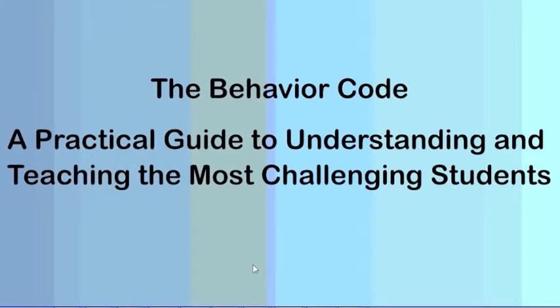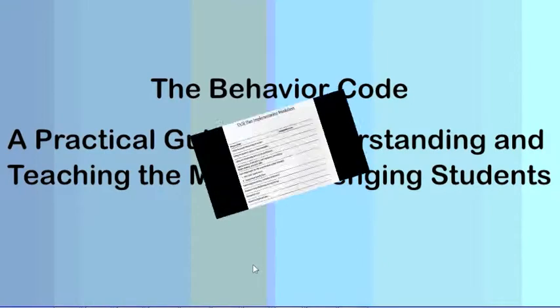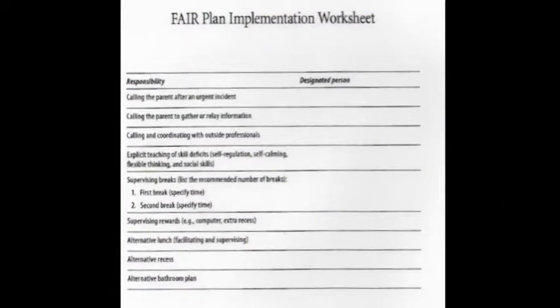In conclusion, the Behavior Code is an excellent resource with multiple strategies for each of these challenging behaviors. Along with the different role-play techniques, the book also provides us with resources such as this FAIR Plan implementation worksheet that gives a simple breakdown of what strategy to implement and who's designated to do that. Another great resource is the self-monitoring sheet that can be used to personalize for any student by putting in their schedule and their expected behavior. It allows both the student and the teacher to reflect on the behavior throughout the day.